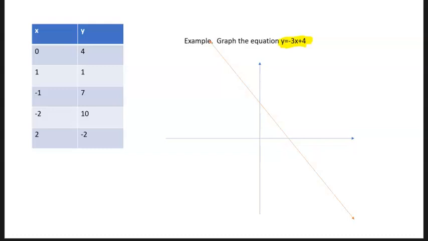Previously, we talked about how to graph a linear equation. In these questions, we are given an equation, for example, y equals negative 3x plus 4, and we were supposed to graph it in the xy plane or xy coordinate system. So what we did was pick some numbers for x and solve for y, and then we get points and we join the points to get the line.